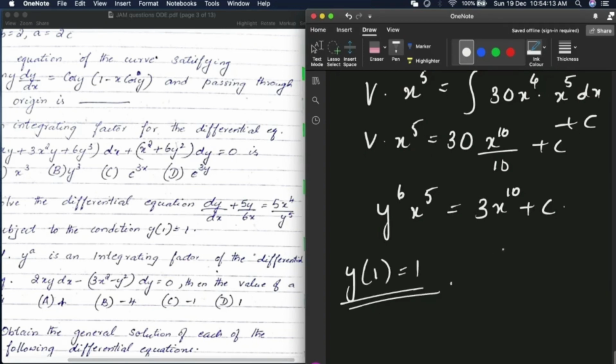That will give you your c. C equal to -2. Correct. C is equal to -2.